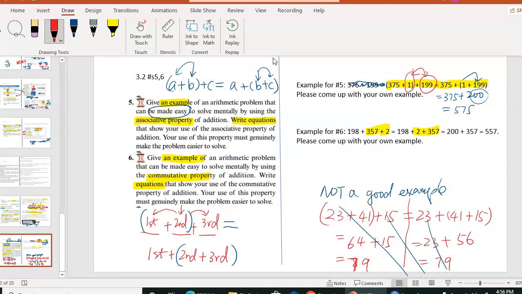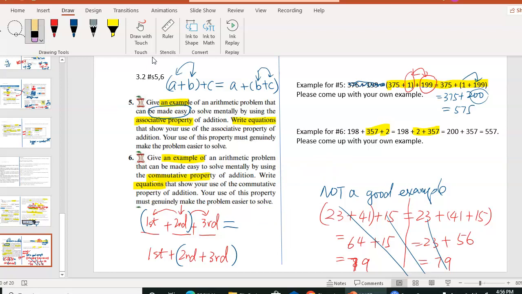Now number 6, this time we just need to use the commutative property. With the commutative property, you have to switch the numbers. So for example, the first number plus the second number, you switch them to the second number plus the first number. So in general, it's like A plus B equals B plus A. You can see the two numbers' positions are switched. Okay, so let's look at my example right here.